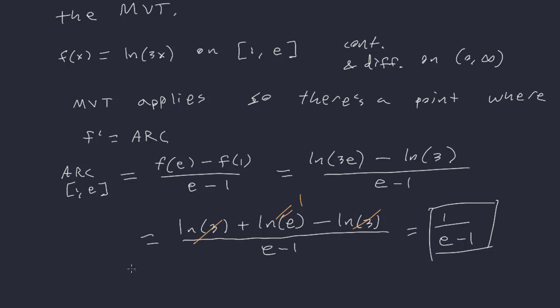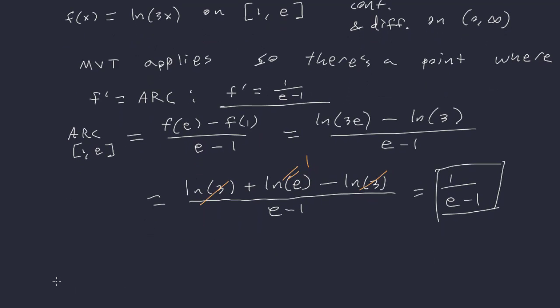Okay, so the mean value theorem says that there's a point where f prime is equal to 1 over e minus 1. All right, so we're going to find that. We're going to start by finding the derivative. So f prime of x is equal to, well, natural log of 3x will be the derivative of 3x, which is 3, all over 3x. So that's just 1 over x. So there's a point where 1 over x, we're going to set it equal to 1 over e minus 1. And there's a reason why I left it this way, because if 1 over x is equal to 1 over e minus 1, we can just flip both fractions over to get that x is equal to e minus 1.